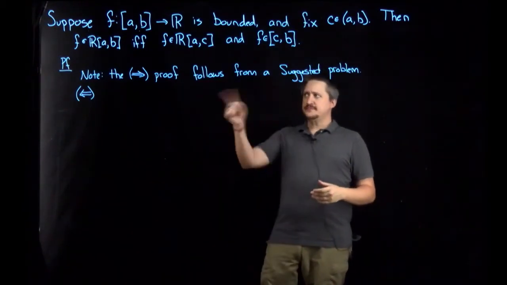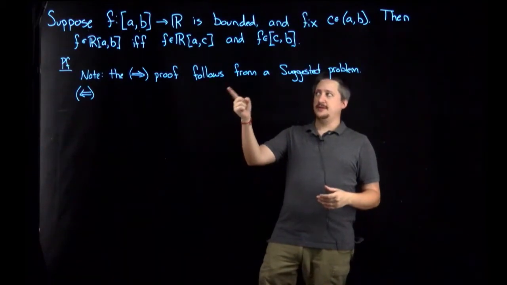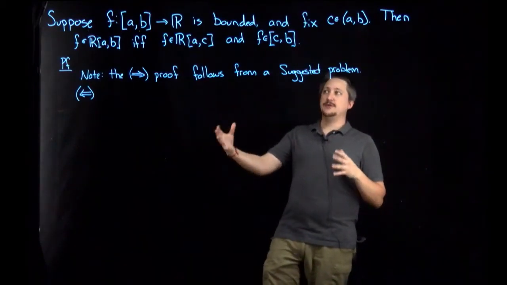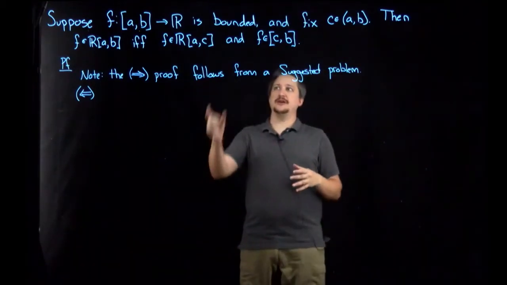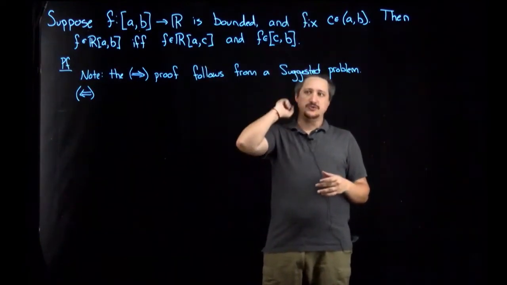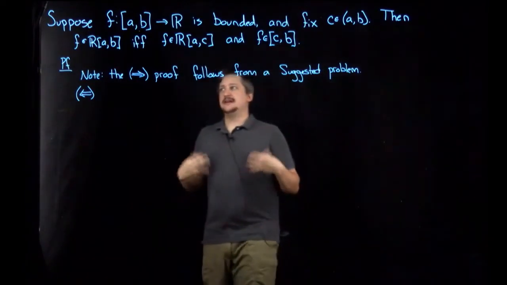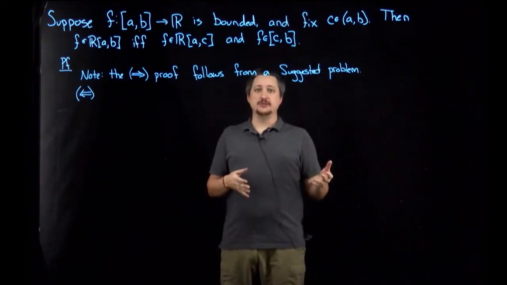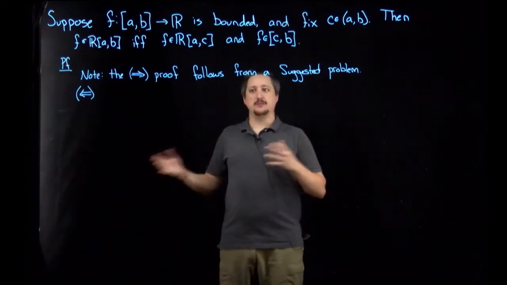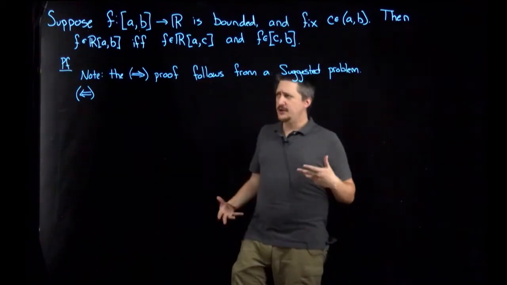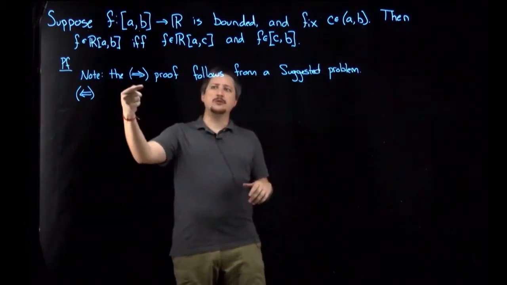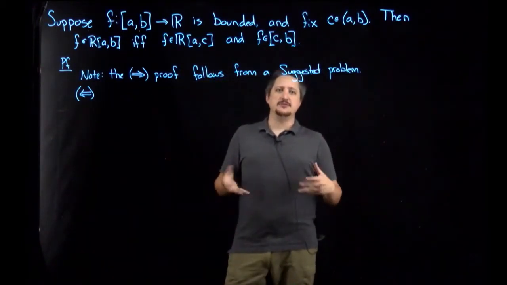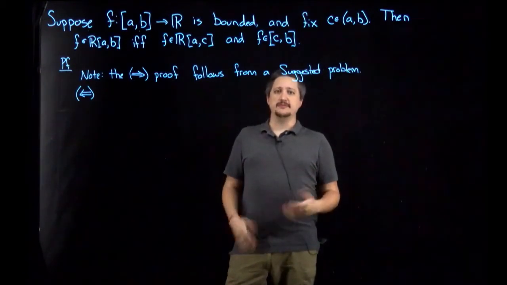So in other words, f is Riemann integrable on a to b, the full section, if and only if it's also Riemann integrable on a to c and c to b, right? So if it's integrable, I can break it up, and if I can break it up and show those pieces are integrable, then the whole thing is integrable, right? It works both directions. Also, I make a note here that the forward part of the proof is one of the suggested problems that we have.